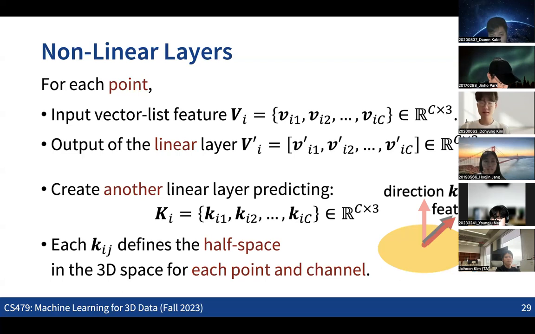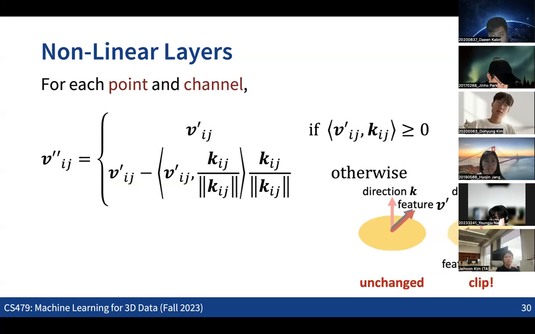And then we can do the same truncation, some kind of clipping, using the defined half space. By checking the angle between the normal direction of the half plane and the given feature vector, if the angle is less than 90 degrees, then we just use the same output vectors. But if the angle is greater than 90 degrees, then we do a clipping by projecting the feature vector over the plane, the boundary of the half space. So that's what we do as a truncation. Is it clear? Any questions on this?